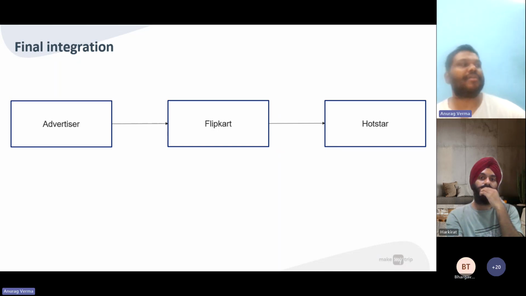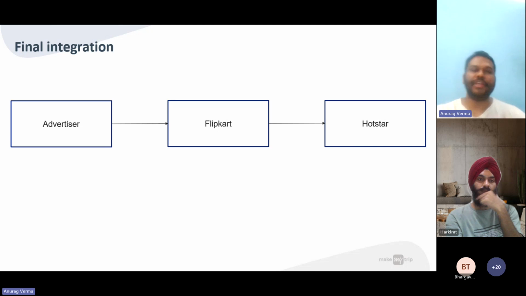Hotstar should be able to be loyal to Flipkart by showing the intent of the user to buy the product in the Hotstar app itself. Let's say a user has an intent to buy a Philips trimmer. So on the click, it has to redirect to Flipkart rather than going to Amazon. So redirection is the key point for me.